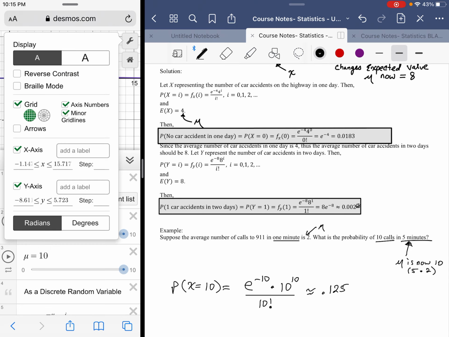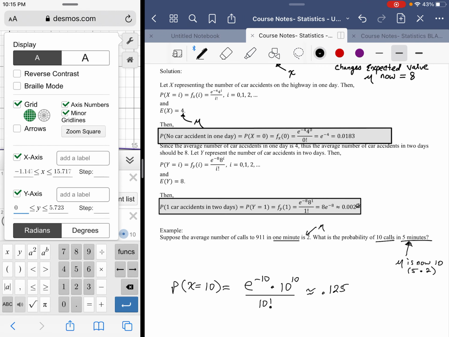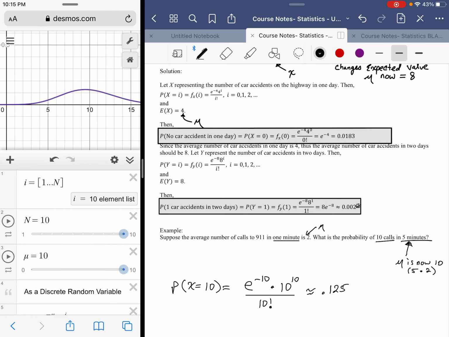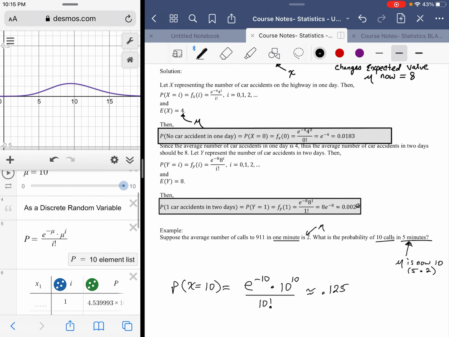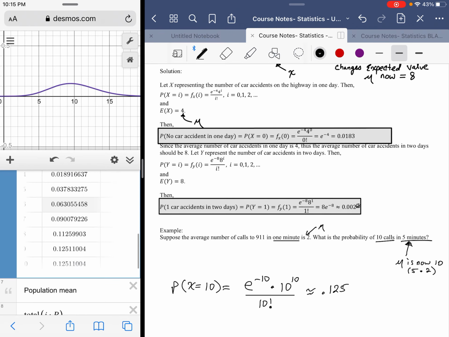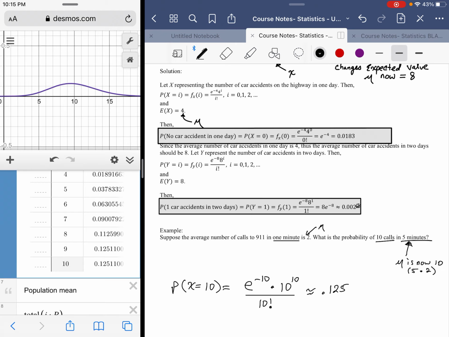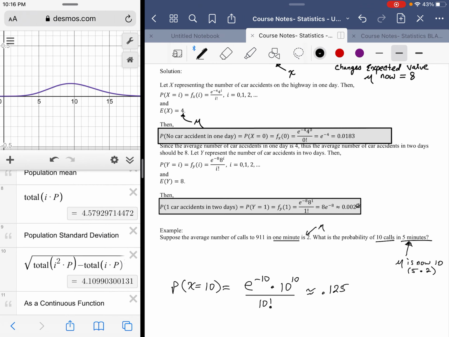Now it's really compressed. So instead of going on the y-axis from -8-ish, I'll make it go from 0. And instead of going up to 5, I'll have it go to like 1. You get a better look at the Poisson distribution, which is very normal. A very normal distribution looking graph for these particular values. All right, so as a discrete random variable, you can see the function's already popped in there. For I equal to 10, we get the 0.125. All right, now if we needed the mean and the standard deviation, we could pull that out from this Desmos.